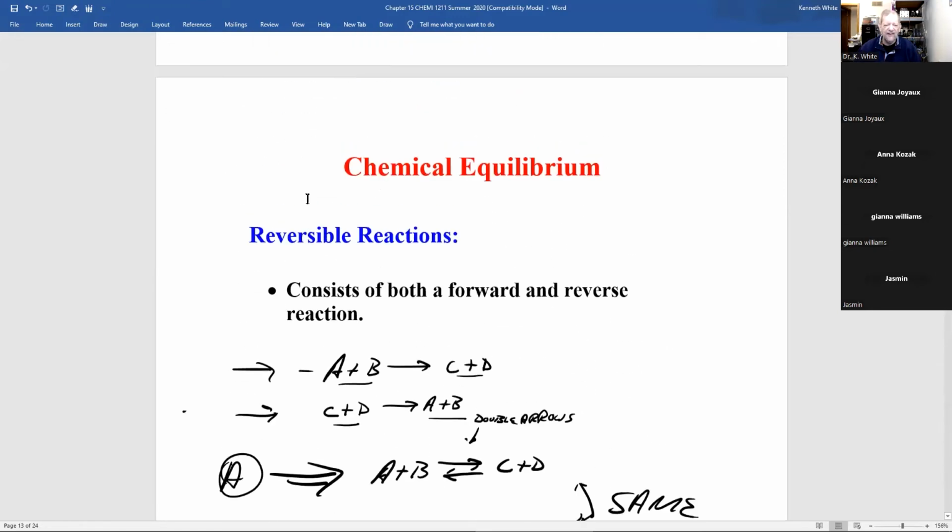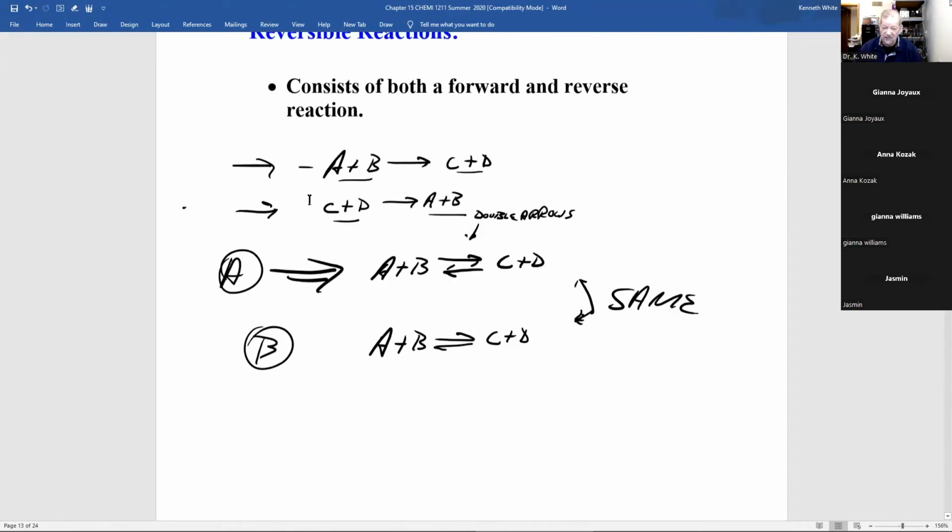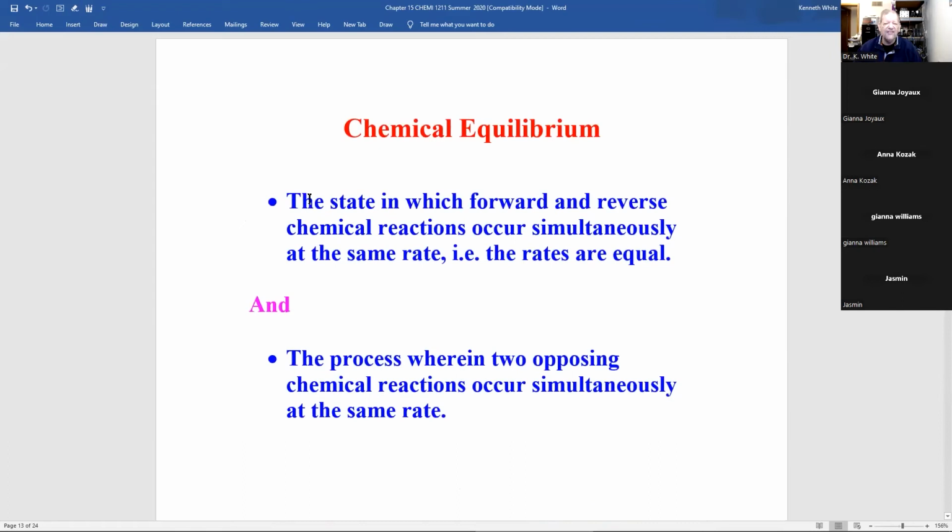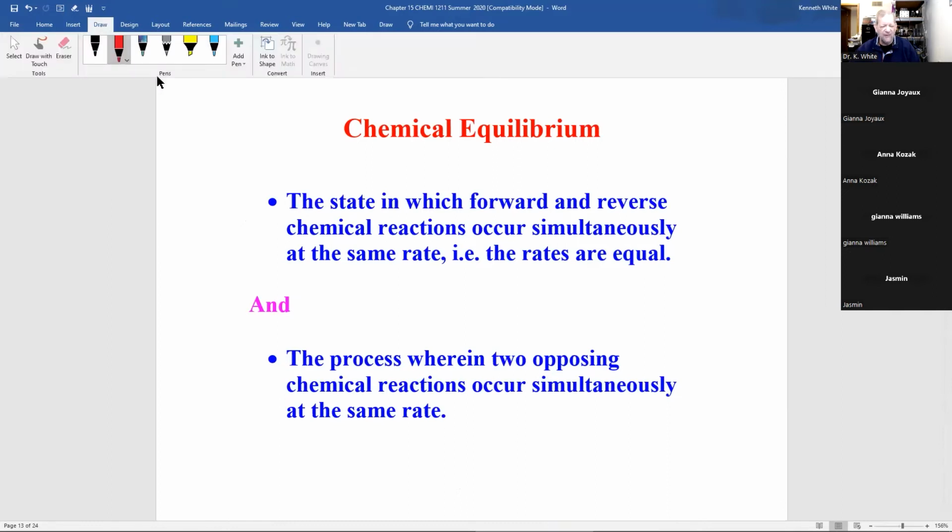Now, when you have a reversible reaction, something very interesting can occur, and that's called chemical equilibrium. Again, remember, this is quiz 5 material.